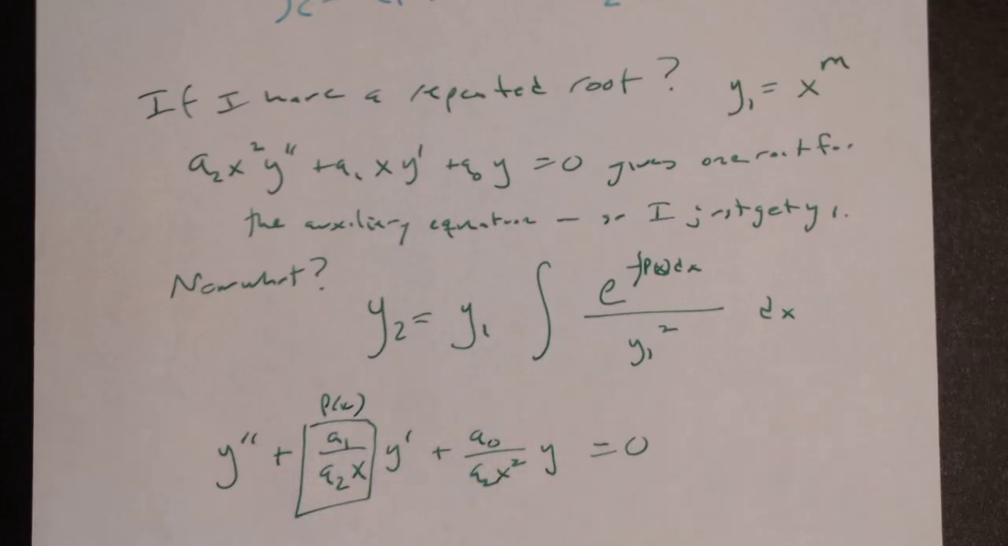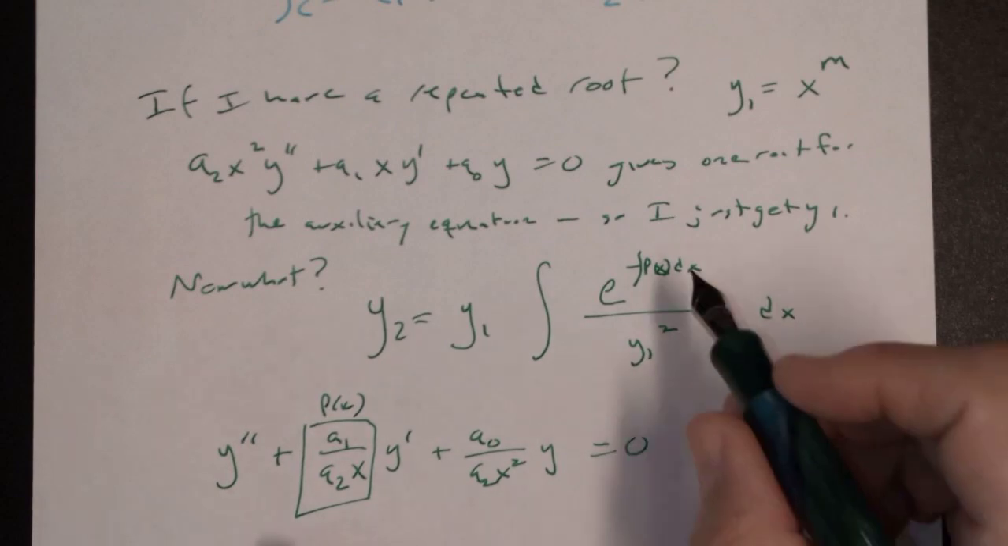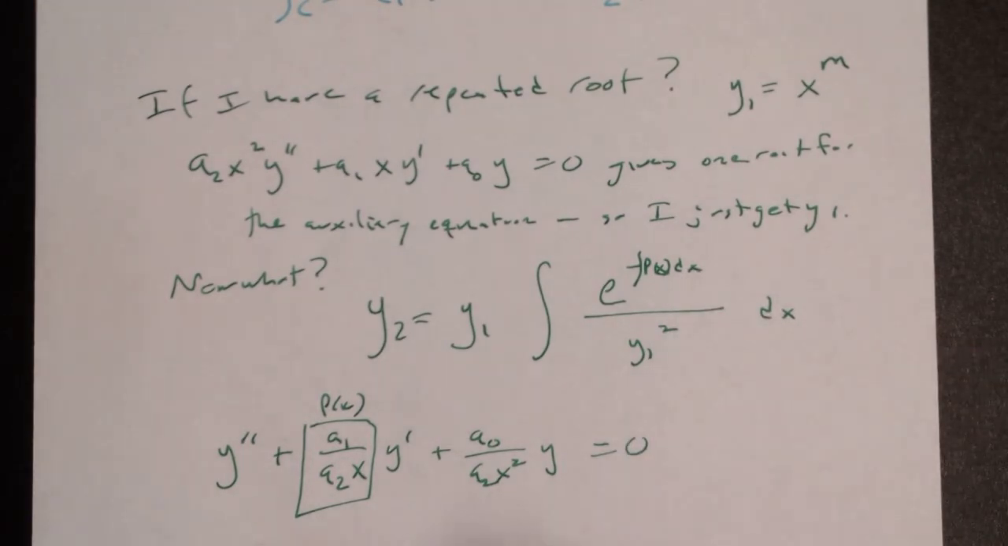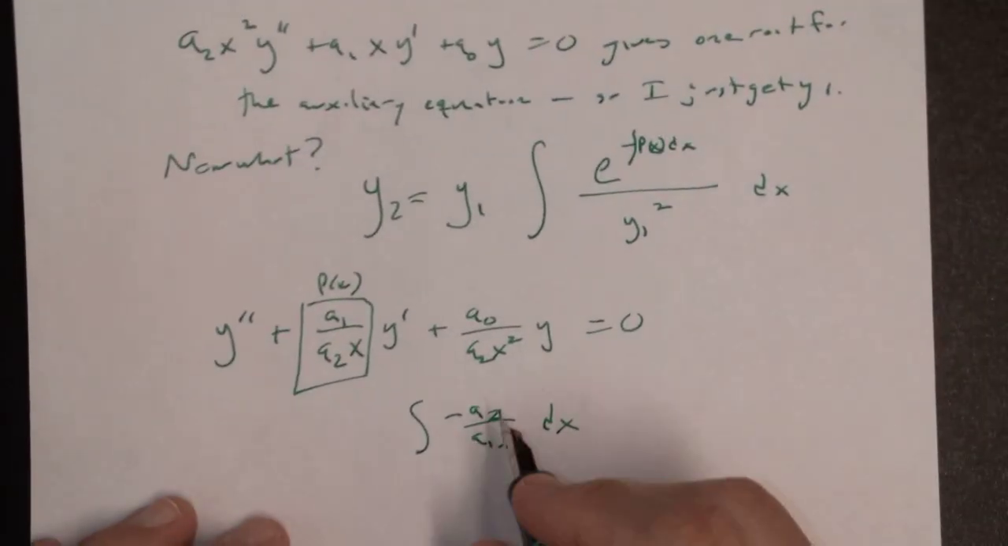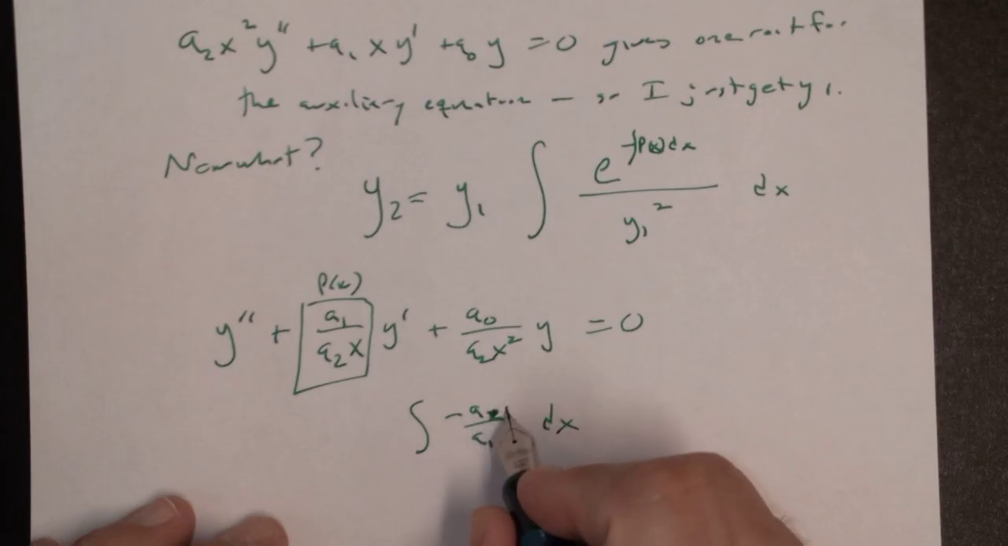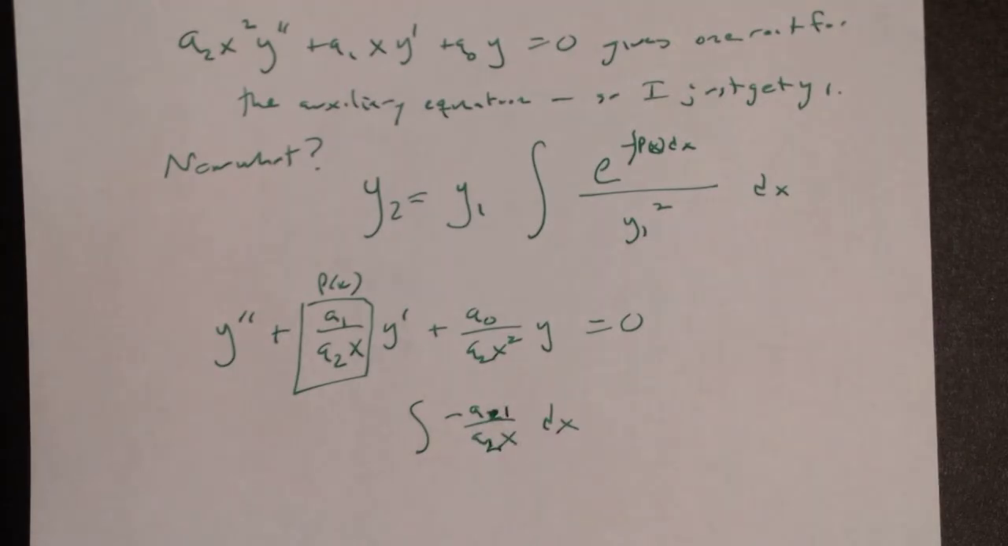It is next to the y prime, but it's only next to the y prime when the coefficient of y double prime is 1. So that goes up here: integral of minus a1 over a2x dx. Well, a1 and a2 are numbers. Oops, I switched the two numbers around. Let's not do that. It's a1 on top and a2 on the bottom. Got to put the right number in the right place.